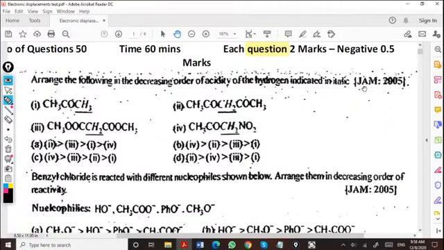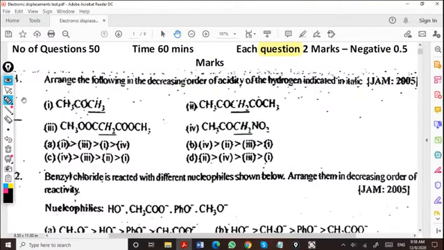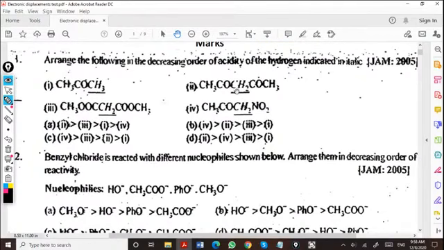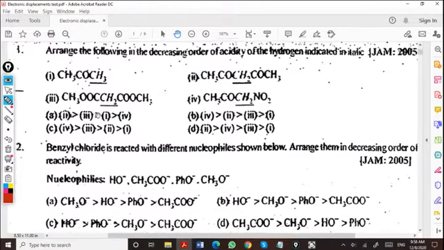So this question is from IIT JAM 2005. Here it is asking about the decreasing order of the acidity of the hydrogen indicated in italic. So the underlined hydrogen is what it is asking the acidity for.